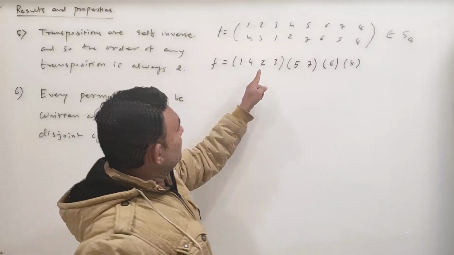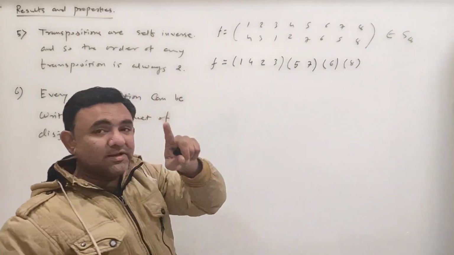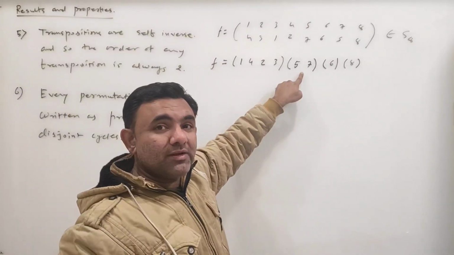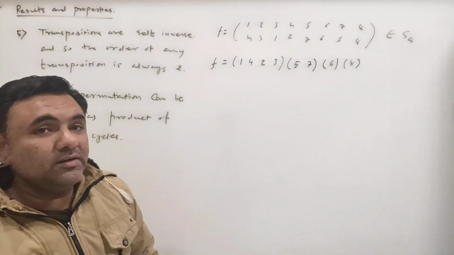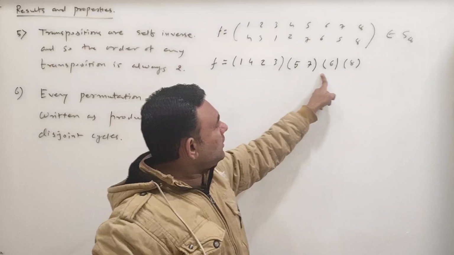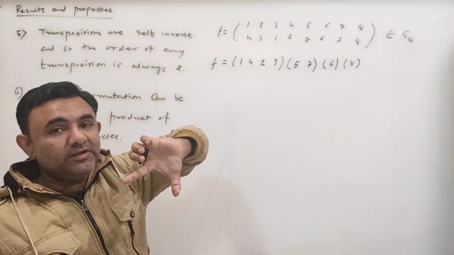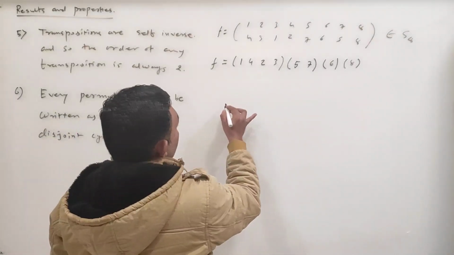So the product of these 1, 2, 3 and 4. These four are cycles. The first one is a 4-cycle, the second is a 2-cycle, the third one is a 1-cycle, and the fourth one is a 1-cycle. If you find the product of these cycles, you will get this one, and you can verify it, right?